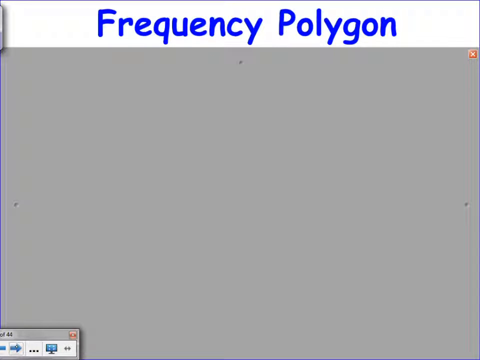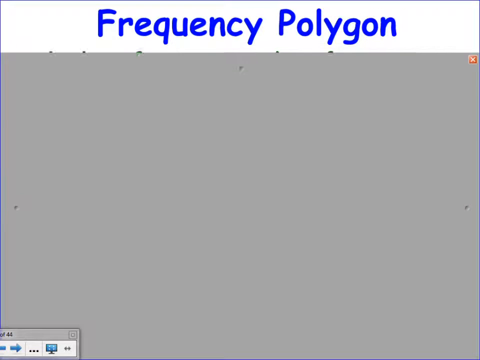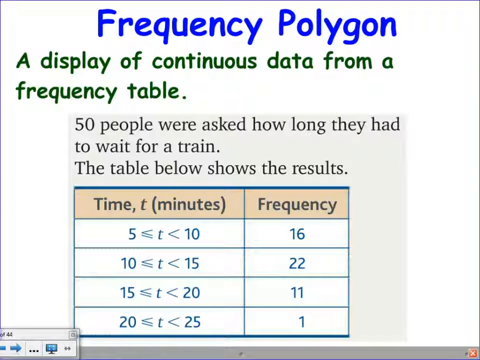Frequency polygon. Anyone heard of a frequency polygon? Anyone tell me what it is? I'll be impressed. A frequency polygon is a fancy line graph for continuous data, okay? So when you come across continuous data like time and weight and length and temperature, you have to use a special display because the data is all joined up. And a frequency polygon is one of those displays.